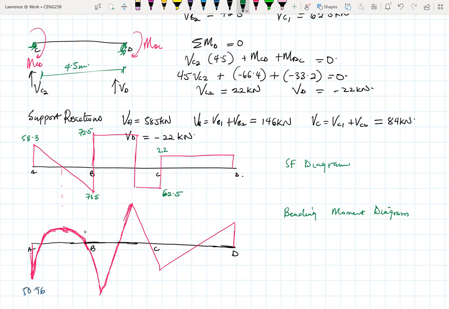So 50.96, 96.08. The color keeps changing. That's 96.08, and then I guess 25.48. We'll look at it in more detail. Then 66. Then this is 33.3. So this is the bending moment diagram.